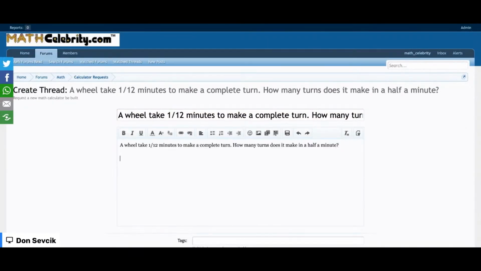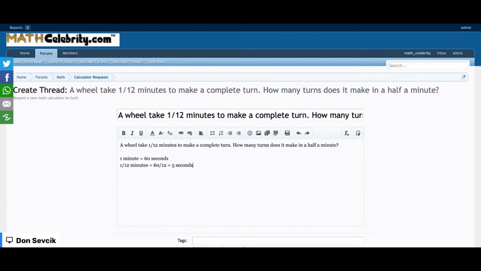The wheel takes 1/12 minutes to make a complete turn. How many turns does it make in half a minute? Okay, a couple of moves we got to make here. 1 minute equals 60 seconds. And this is standard. If you don't know your time conversions, I suggest you go back and study those. But 1 minute equals 60 seconds. 1/12 minutes equals 60 divided by 12 equals 5 seconds.